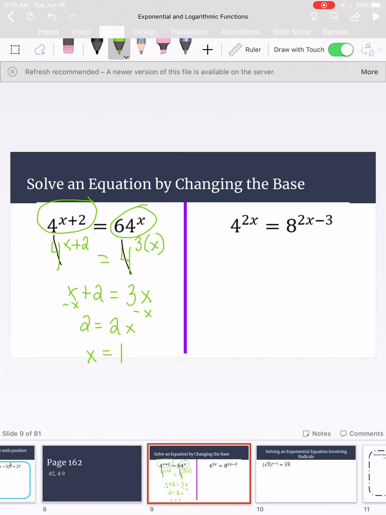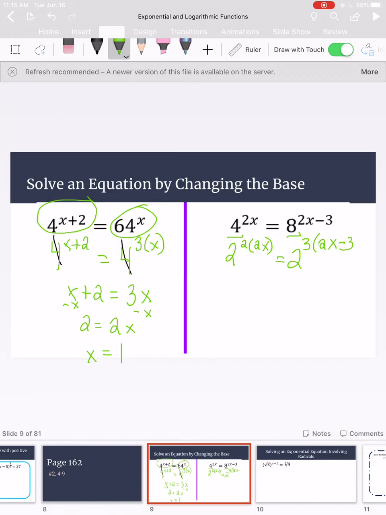All right, so we're moving on to the next question. We need both the 4 and the 8 to have the same base. I know 2 to the power of 2 is 4, and 2 to the power of 3 is 8. So I'm going to replace the 4 with 2 to the exponent of 2, and I'm going to replace the 8 with 2 to the exponent of 3.